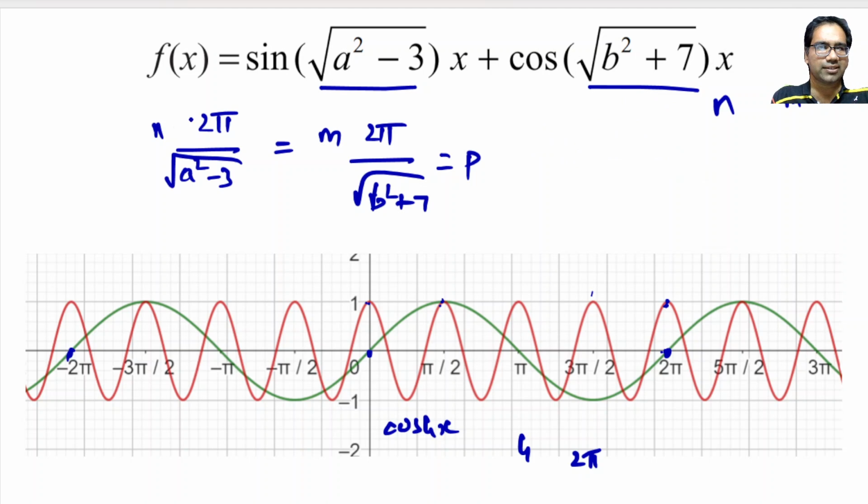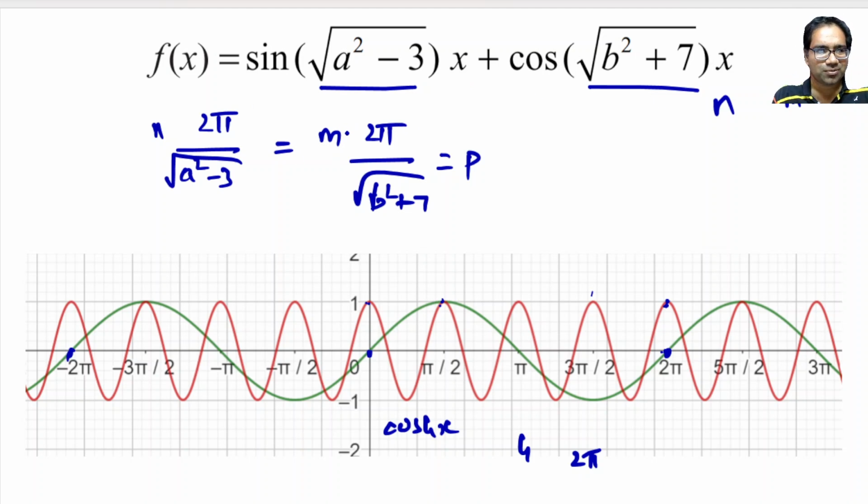So n cycles of this period means the total period will be n into 2 pi by under root a square minus 3. And m cycles of this much means the total period is this much. And both periods should be equal. Then only they will coincide, and that becomes the period of this function.